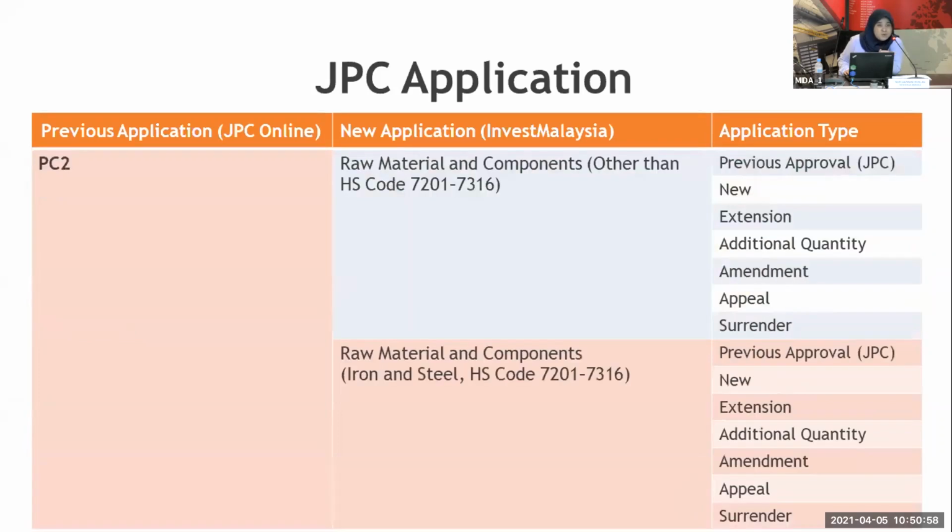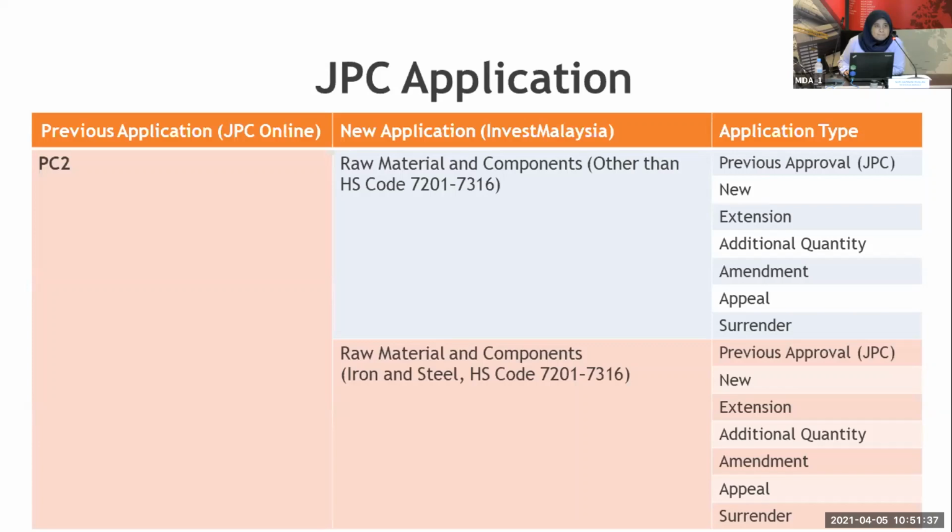For raw material and component other than HS code 7201 to 7316, previously in JPC Online it was called PC2. The raw material and component for iron and steel was also called PC2. But in Invest Malaysia, we have separated the two into two separate applications. The first one is raw material and component other than HS code 7201 to 7316, and the other one is raw material and component for iron and steel.